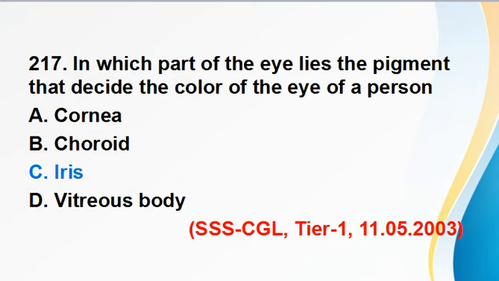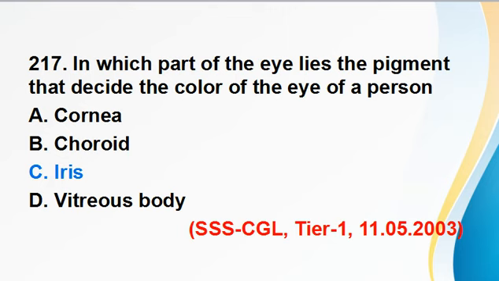Now question number 217. In which part of the eye lies the pigment that decides the color of the eye of a person? A. Cornea, B. choroid, C. iris, D. vitreous body. So answer C is correct.